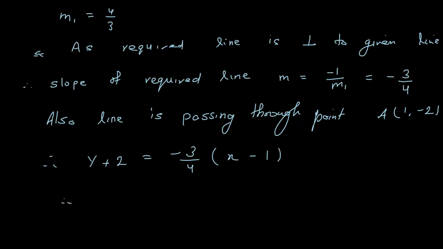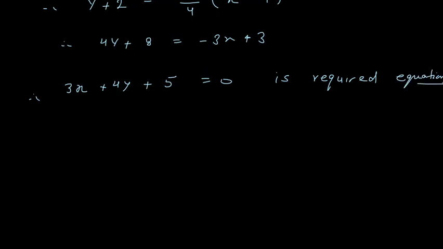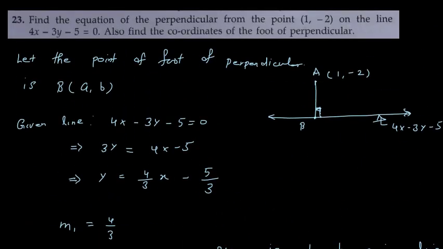So therefore here I have 4y plus 8 is equal to minus 3x plus 3. So therefore 3x plus 4y plus 8 minus 3 is 5, plus 5. 3x plus 4y plus 5 equal to 0 is the required equation. This is my required equation.